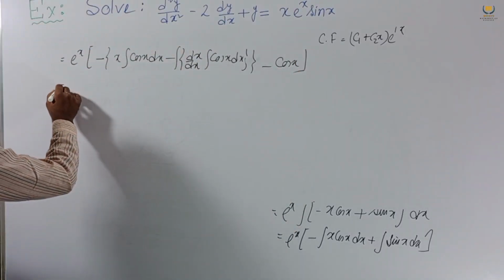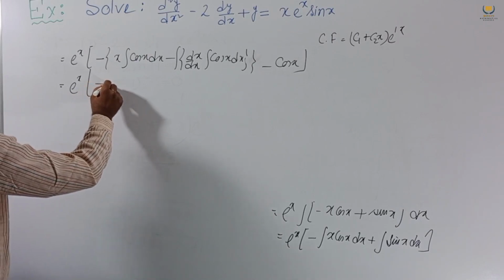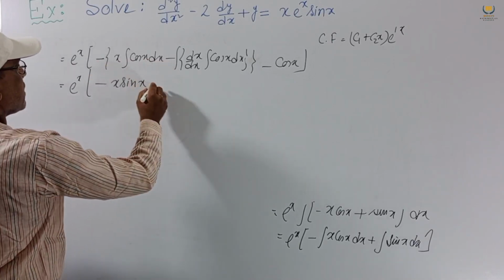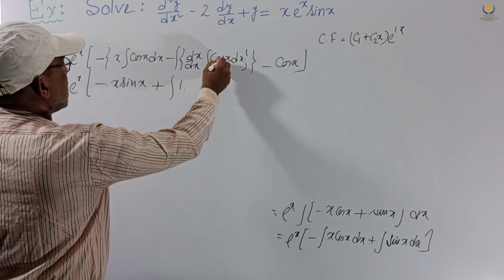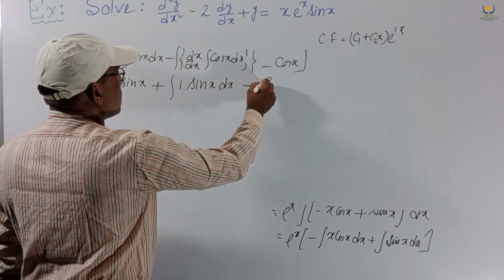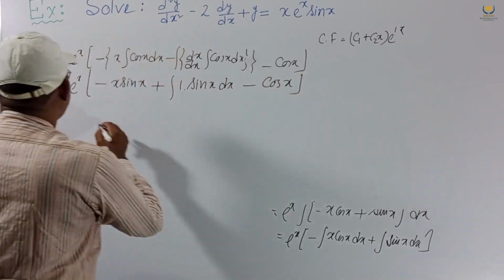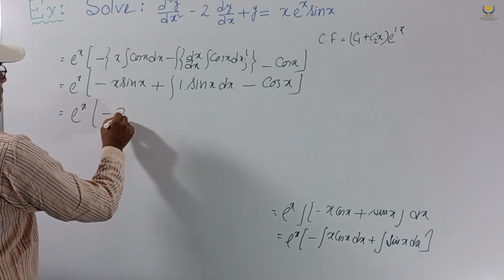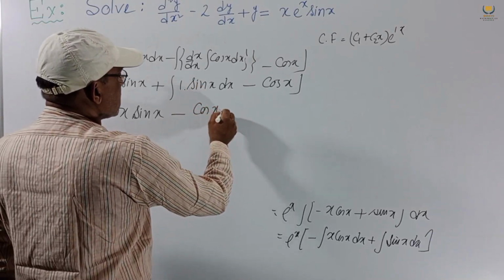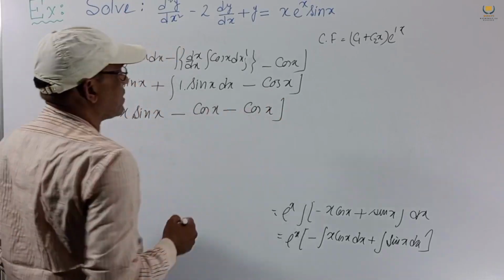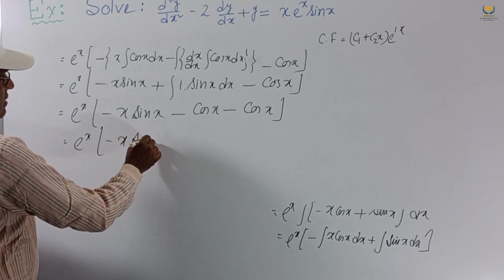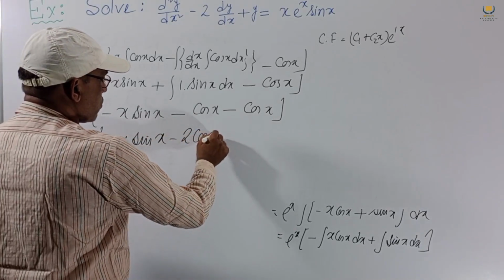So this will be e to the power x remains the same, minus x times the integration of cos x, which is sin x, minus plus, d/dx of x is 1, integration of cos x means sin x, dx, minus cos x. And this is e to the power x minus x sin x, integration of sin x means minus cos x, this is cos x. So this will be e to the power x minus x sin x minus 2 cos x.